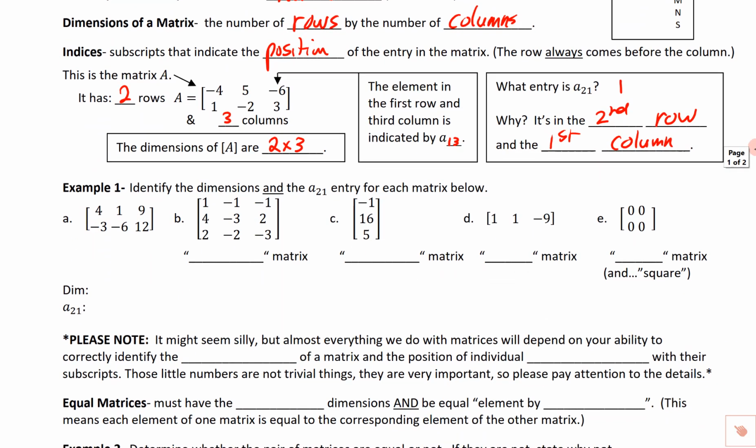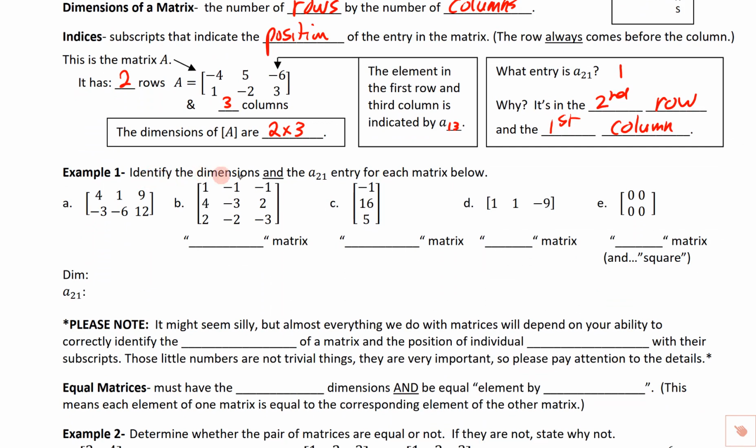So let's take a look at example 1. And here's what they want us to do on number 1. It says identify the dimensions and the A21 entry for each of the matrices below. We've got 5 different matrices that we're dealing with here. So the first thing we're going to do is write down the dimensions. On this one, this would be 2 rows and 3 columns. So this is a 2 by 3, again, just like the one up there.